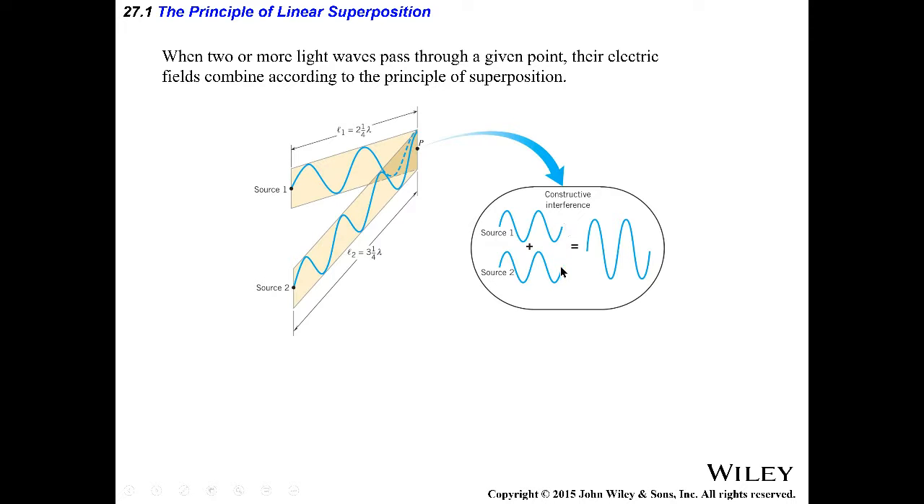this one is up, this one is also up. What happens? They add up, right? This one is up, this one is up, they add up. So therefore this becomes bigger. So this is what they call constructive interference.